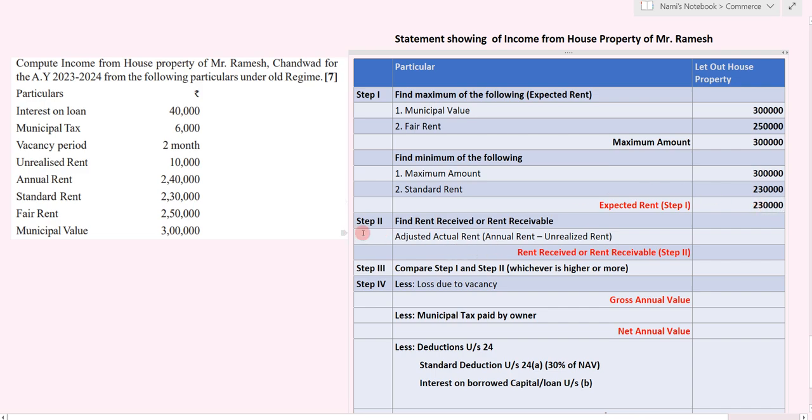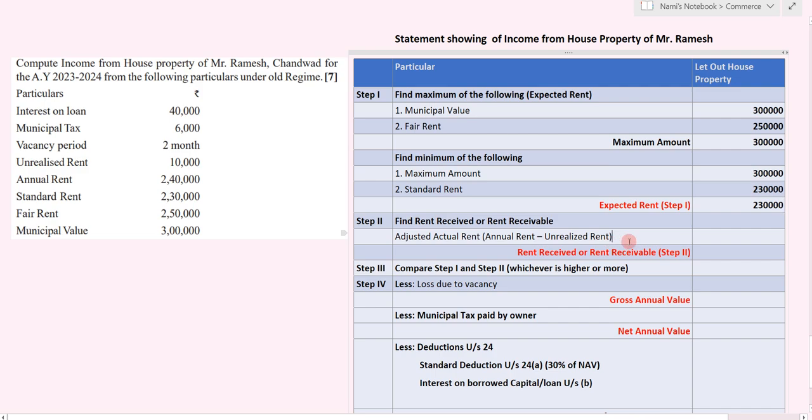Now the second step, step number 2. Step number 2 is to find rent received or rent receivable. To find rent received or receivable, first we need the adjusted actual rent. That means annual rent minus unrealized rent.